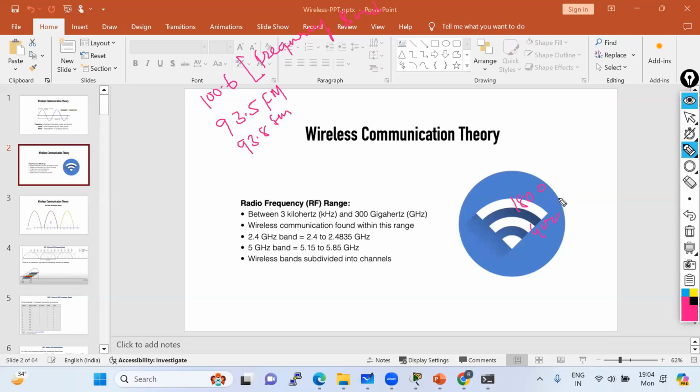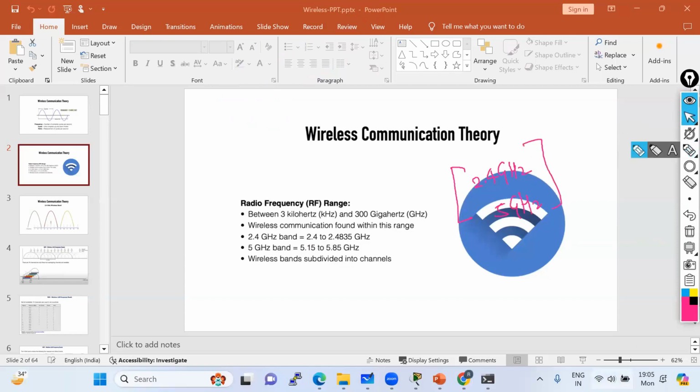These bands are allocated by the government. If you have tuned to this band, you can only communicate, or you can only receive the signals. If you tune to 93.8, you can only communicate or receive on that. It's not like everyone can receive and communicate those signals. Similarly in Wi-Fi, two bands have been allocated. Communication happens in the frequency way, but we have two bands, known as the 2.4 gigahertz band and the 5 gigahertz band.